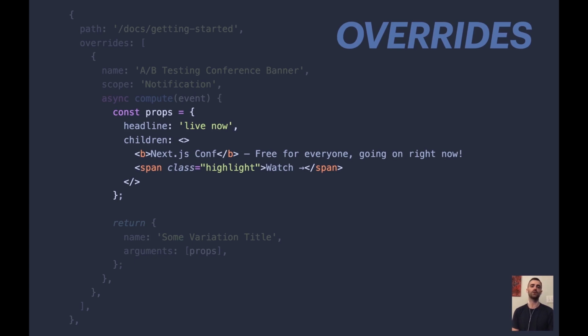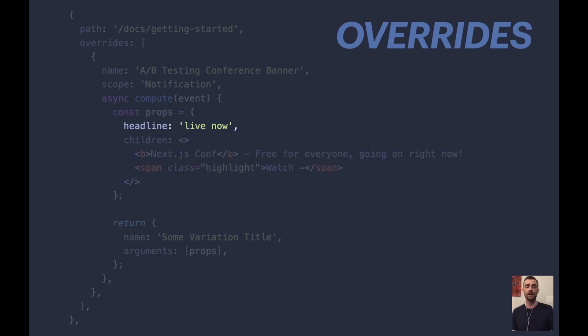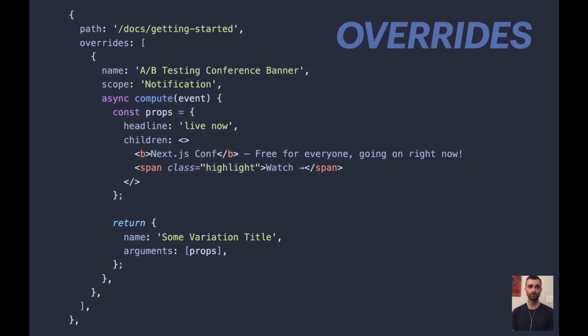In this case, we want to say that you're live now, it's free for everyone, it's going on right now, you want to watch it. We can pass in that headline, that children, and we can pass all that in as the first argument to that scope. We basically are saying, here's a diff for the first argument of the Notification component. Apply that diff magically, somehow figure that out without actually re-rendering my app. Just re-render the slices. And that's an override.